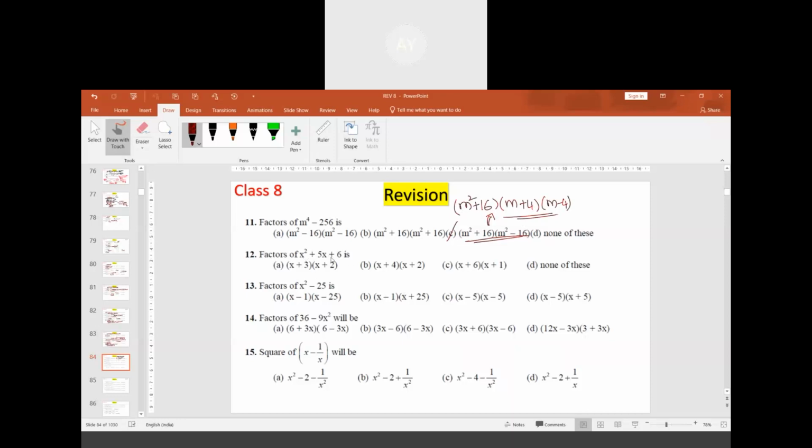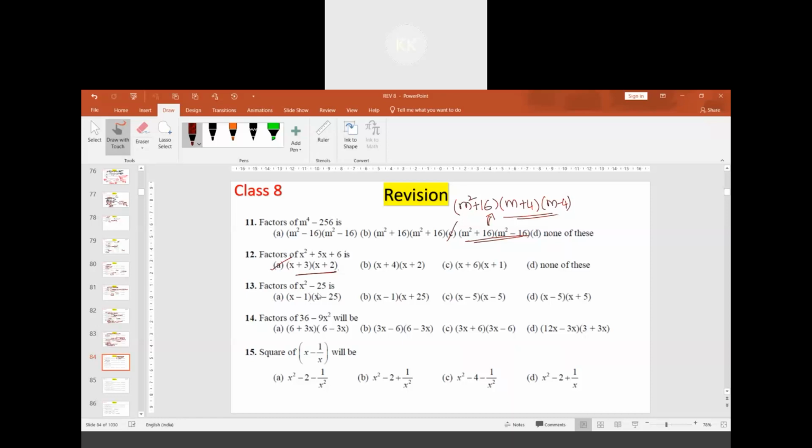This is easy. 3 times 2 is 6. 3 added to 2 is 5. So I think this is the answer. Yes, sir. Okay, sir. This one is simple.